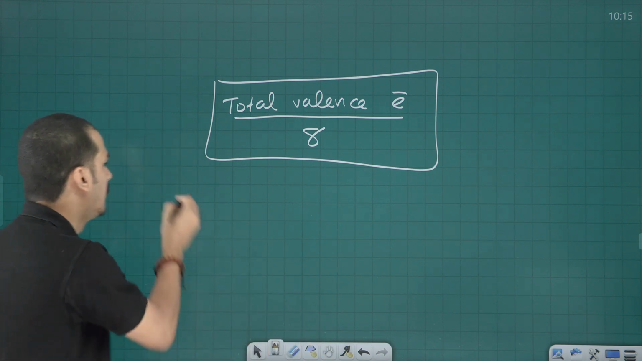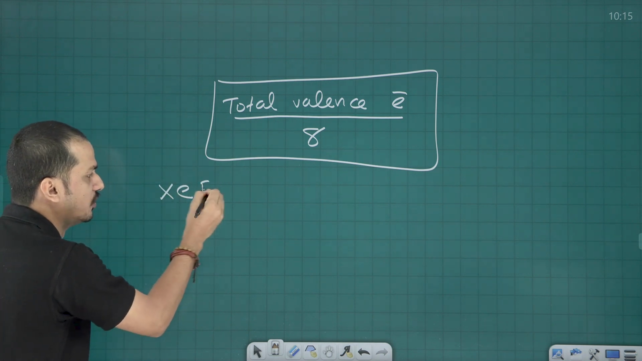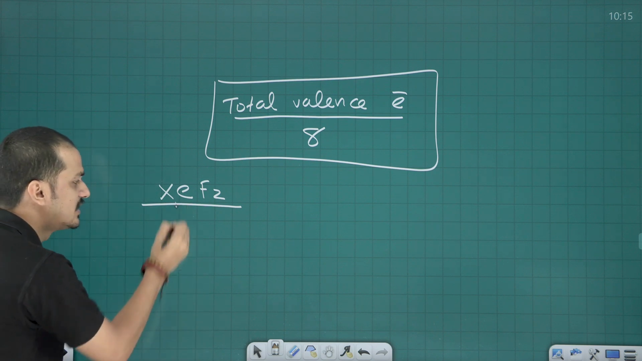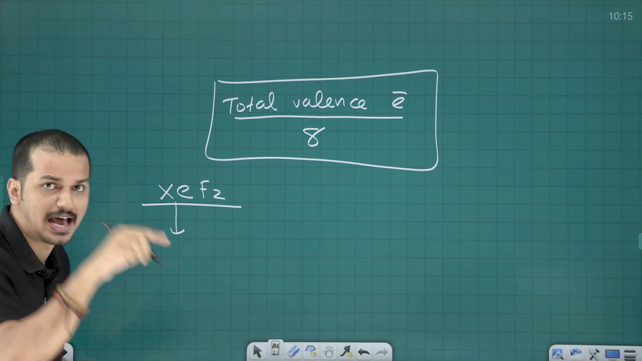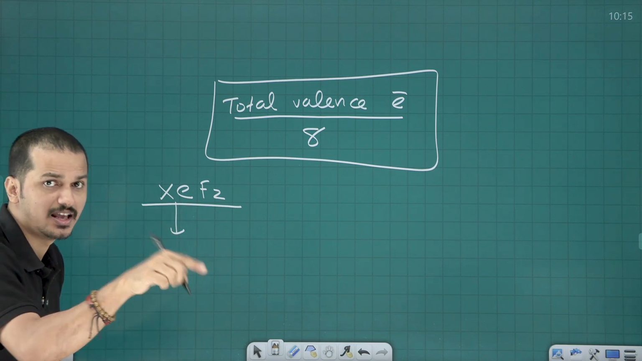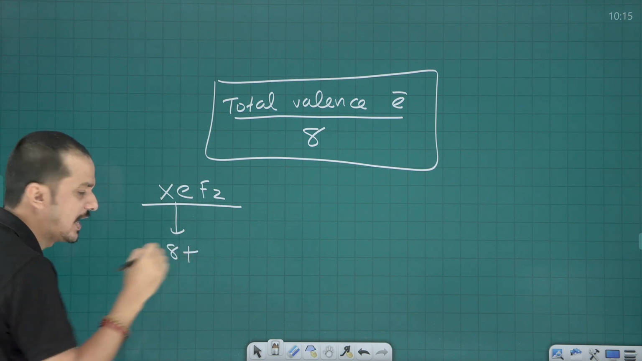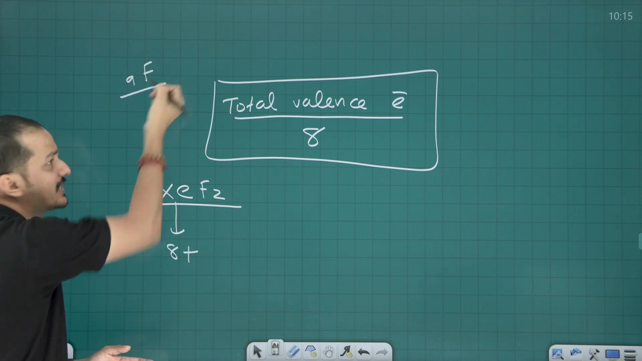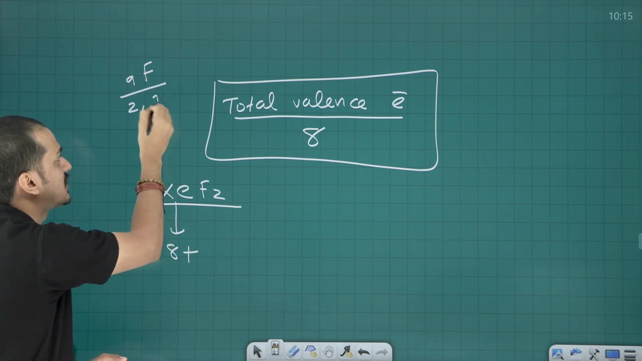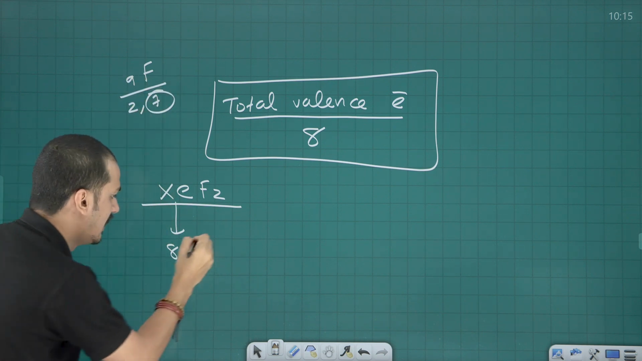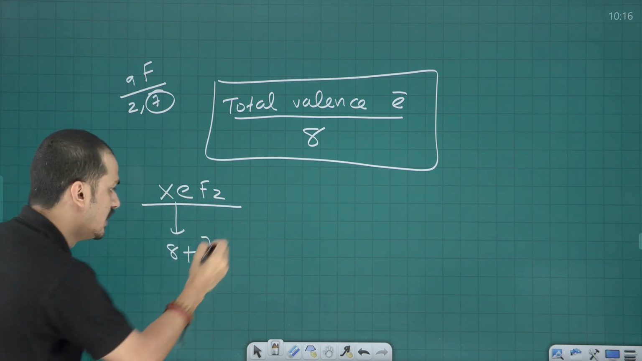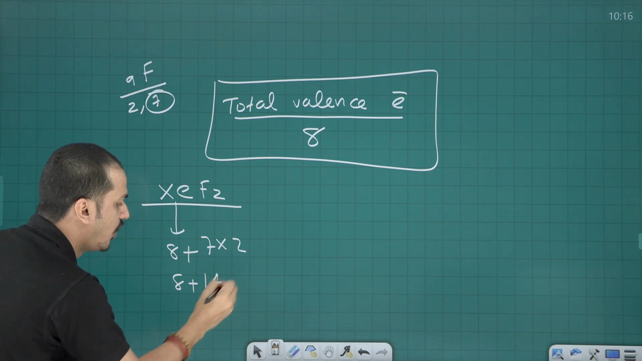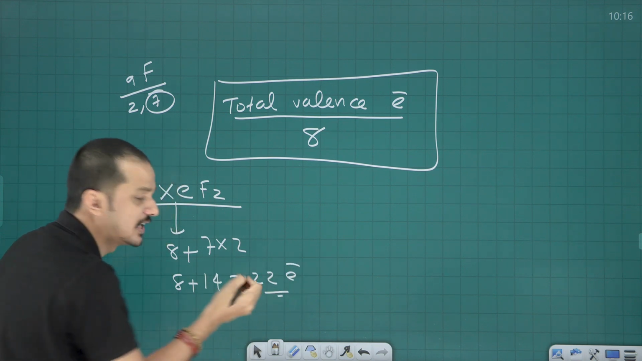Let me show you one example. If you are taking XeF2, xenon difluoride, see, here you can see, xenon belongs to the 18th group, its valence shell has 8 electrons, plus fluorine. Fluorine belongs to the 17th group, or else fluorine atomic number is 9, electronic configuration 2, 7. So valence electron 7. How many fluorine are there? 2 fluorine, so into 2. Clear? So 8 plus 7 into 2 means 14. That means 22 valence electrons are there.